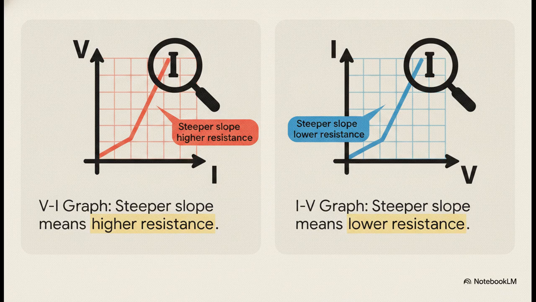Oh man, you've got to be so careful with graph questions. These are absolutely designed to catch you off guard. Always check the axes. In a VI graph where voltage is on the y-axis, a steeper slope equals higher resistance.